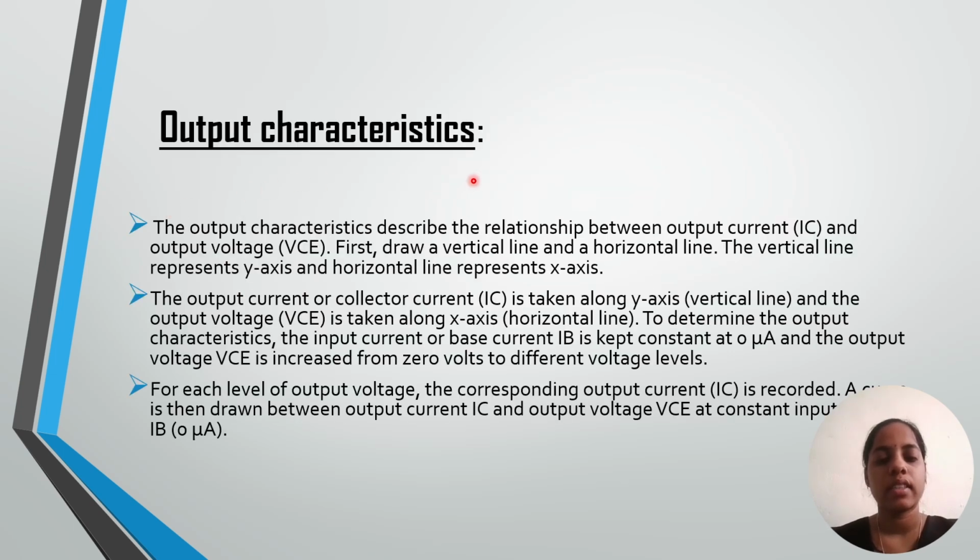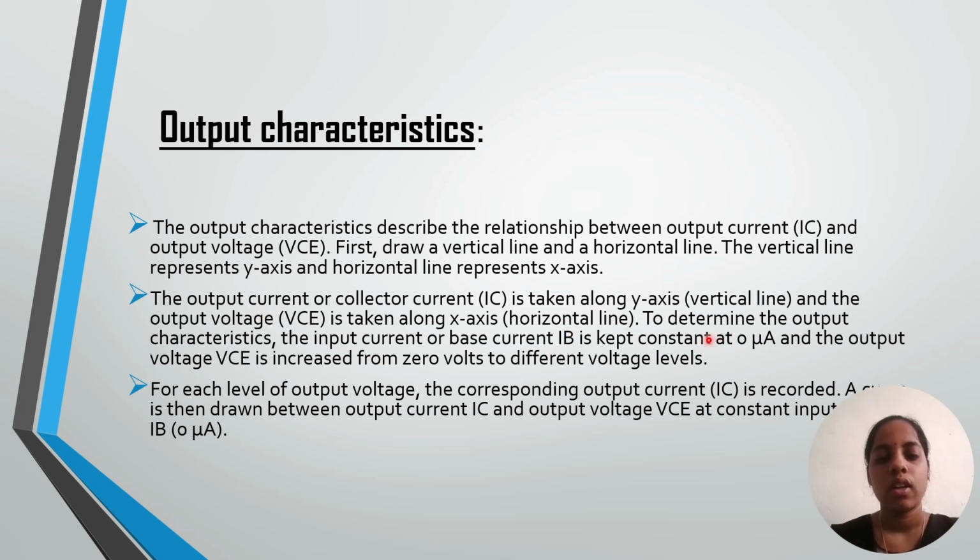Next, output characteristics of common emitter configuration. Previously we have seen input characteristics. Here in the output characteristics, output current and output voltage we have to take, and output current is on the y-axis and the output voltage is on the x-axis.